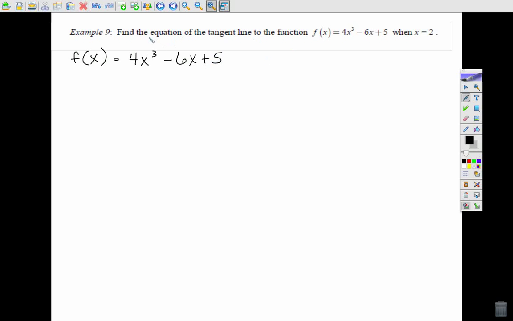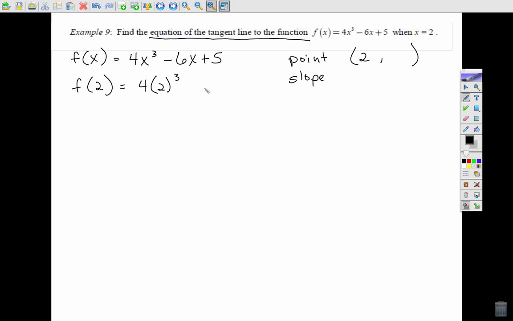So we start with the function f of x equals 4x cubed minus 6x plus 5. I need an equation of the tangent line. To find an equation, you need a point and you need slope. How do you find a point? Well, I gave you part of the point. I gave you x equals 2. So let's find the y value. We need to look at the original function.